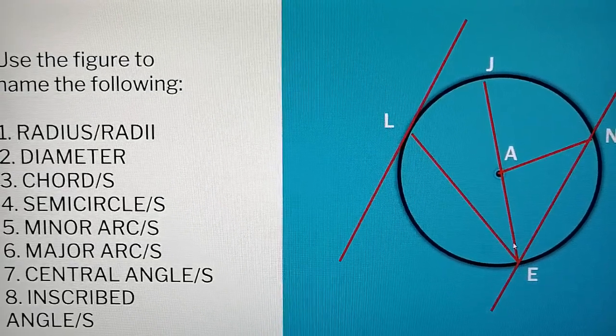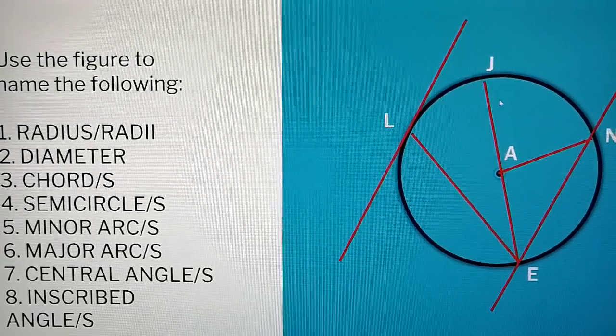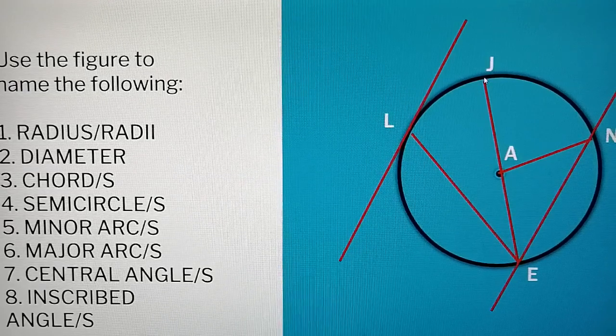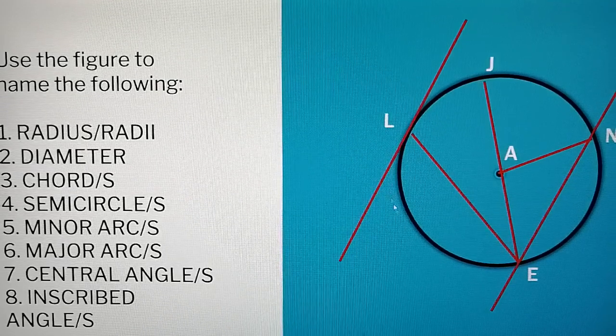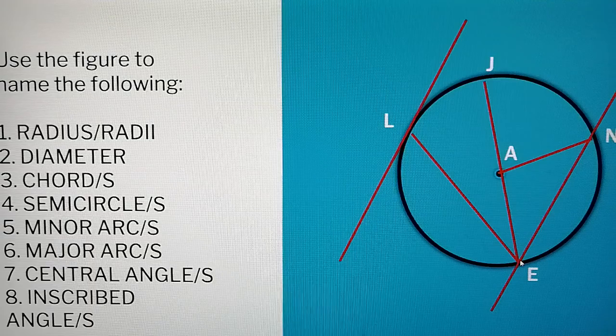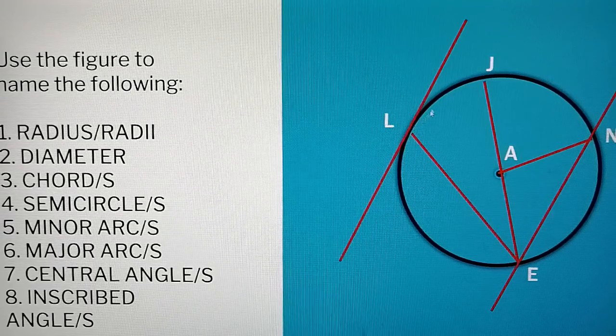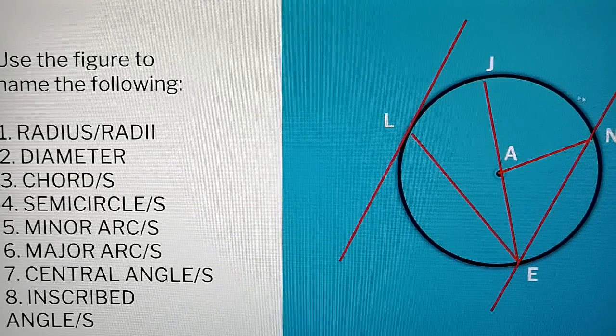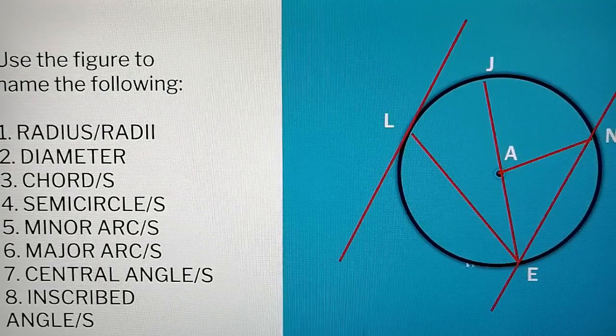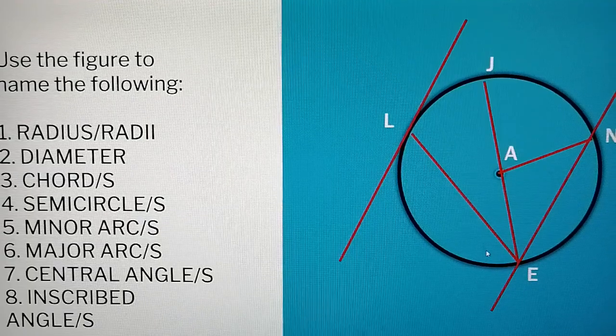Next, semicircle. A semicircle is an arc. So we can name arc JNE. That's a semicircle. Then arc JLE. Next is minor arc. For minor arcs, we have arc JL, arc JN, arc NE, and arc EL. So these are minor arcs.